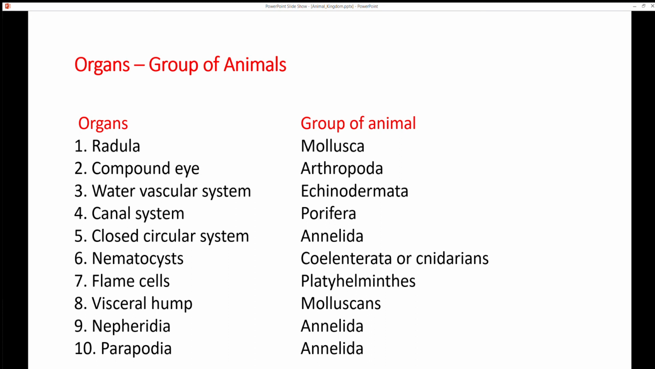Flame cells are responsible for excretion in Platyhelminthes. Flame cells are a special character of platyhelminthes, whereas hookworm and other worms contain these. In molluscans, along with the radula, there will be a head, a visceral hump, and a foot, which is a hard structure to protect from predators. It walks very slowly, the body will be under the visceral hump, which is a hard shell structure.